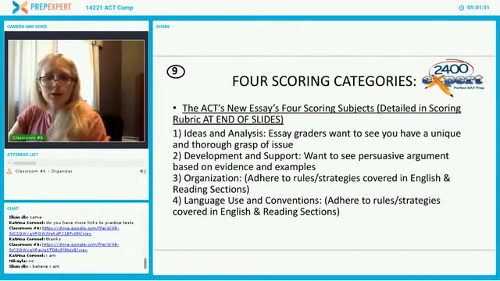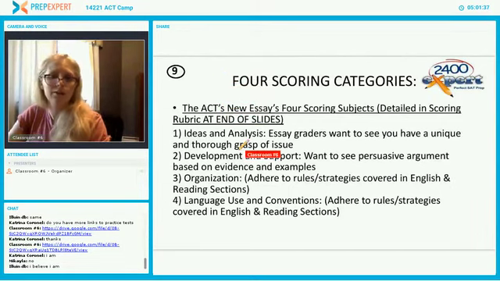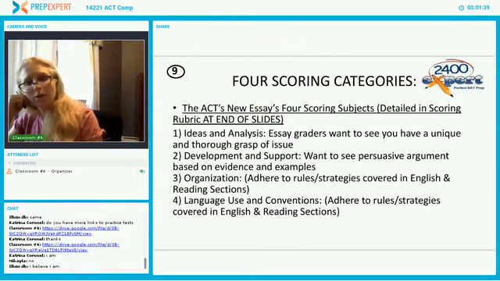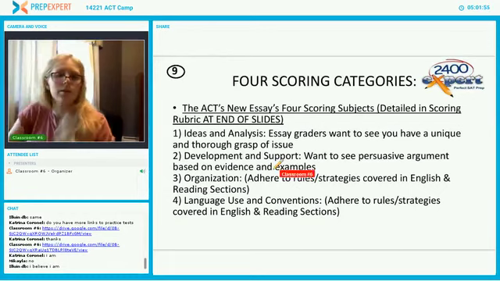So there are 4 scoring categories for the test. The first is ideas and analysis. Essay graders want to see you have a unique and thorough grasp of the issue. 2, development and support. Want to see persuasive argument based on evidence and examples. 3, organization. Adhere to rules covered in the English and reading sections. And 4, language use and conventions. Adhere to rules, strategies covered in English and reading sections.